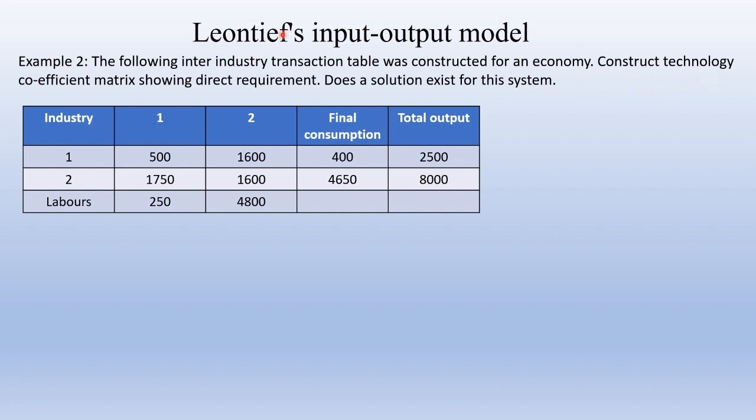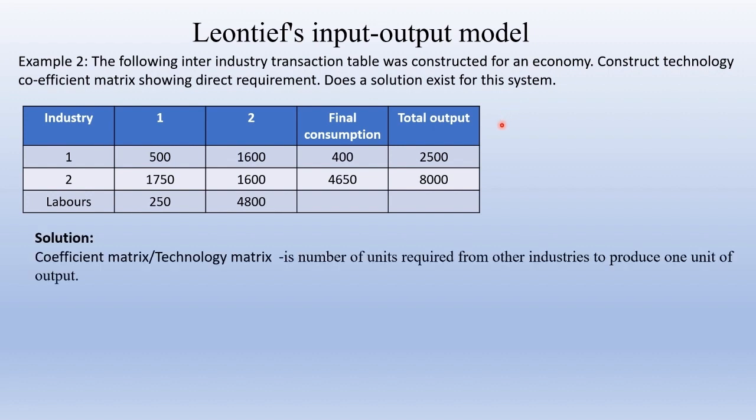Construct technology coefficient matrix showing direct requirement. Does a solution exist for this system? Solution. Technology matrix or coefficient matrix is number of units required from other industries to produce one unit of output.